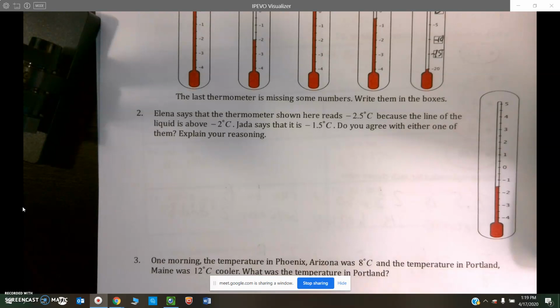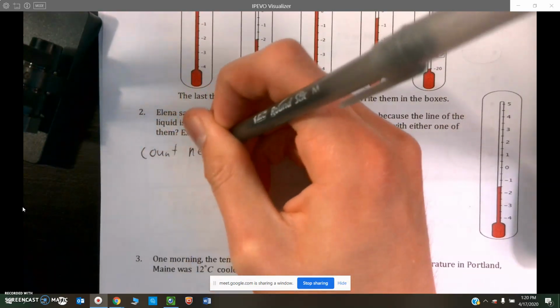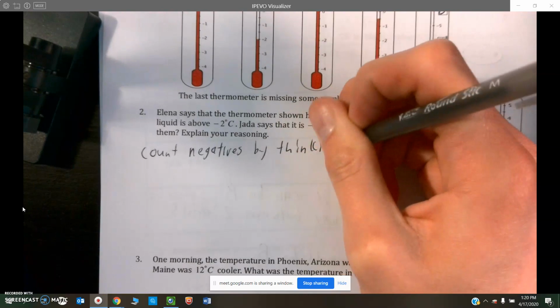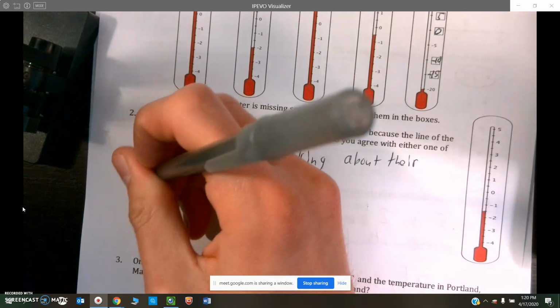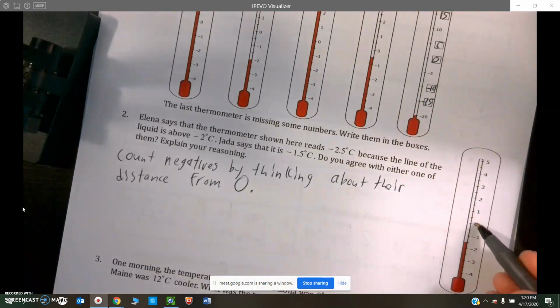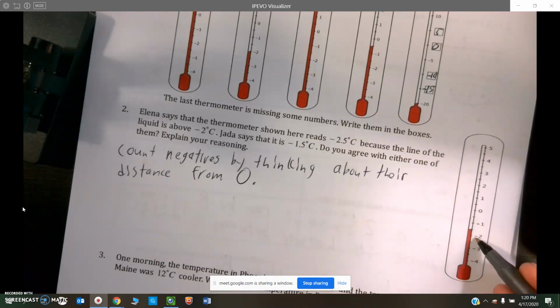So once again, a good way of thinking about negatives is to count negatives by thinking about their distance from 0. So this is 1 degree below 0. Here's 2 degrees below 0. Is this 2 degrees below 0? No, not quite. It looks like it's in between negative 1 and negative 2.